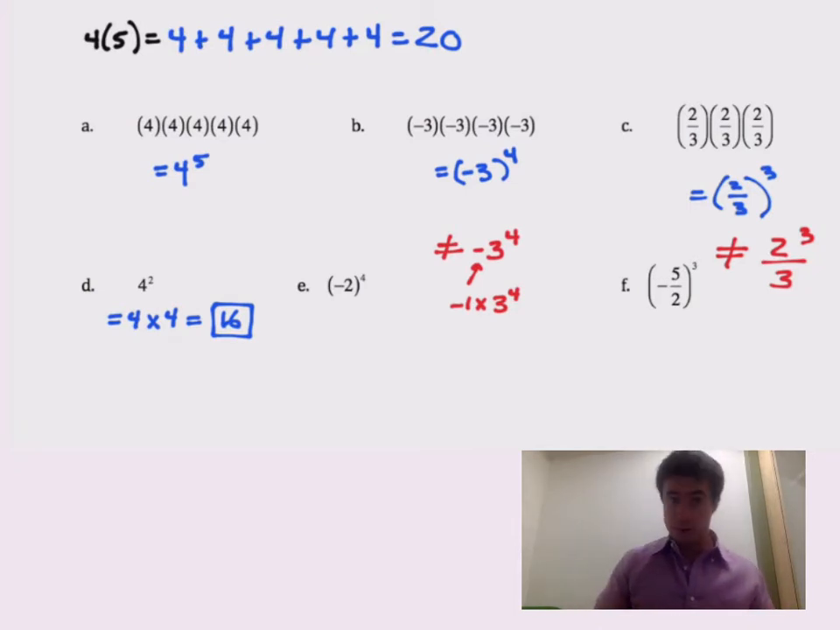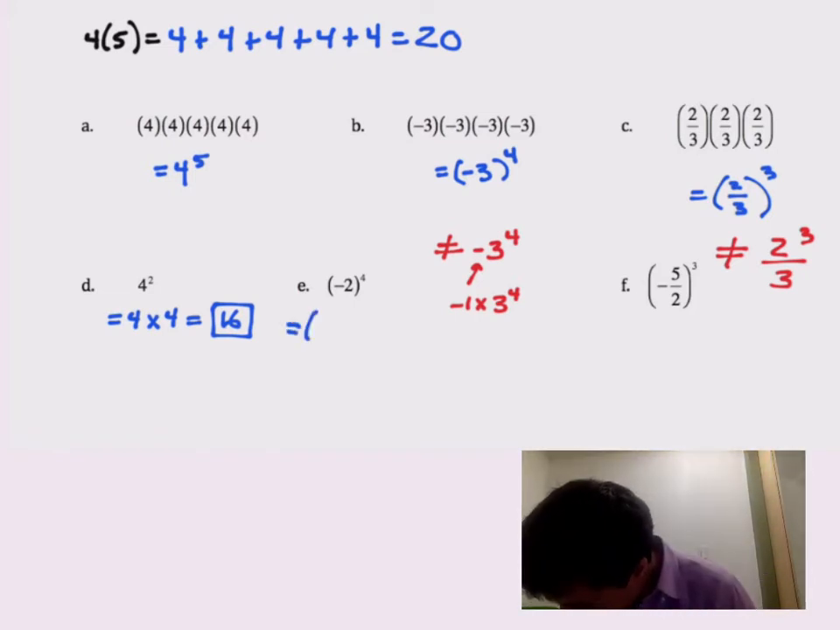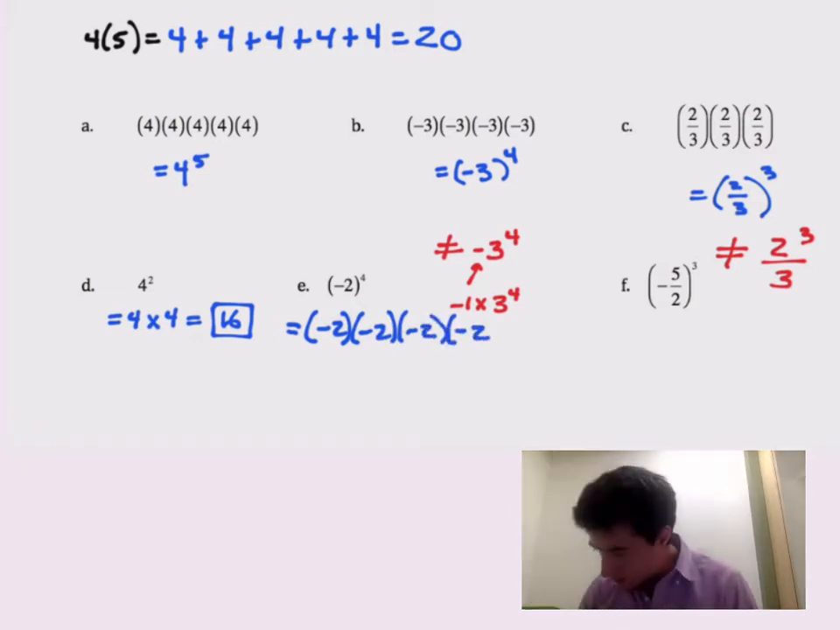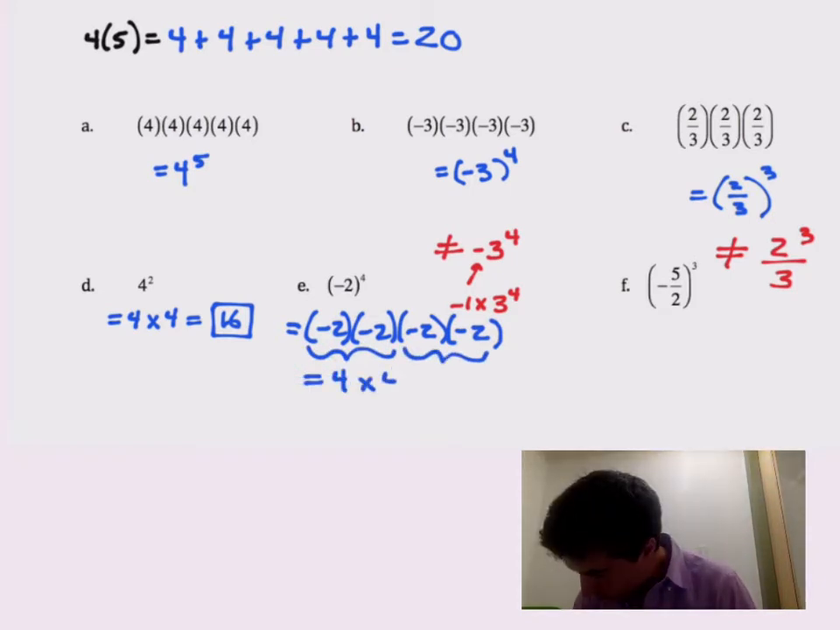With negative 2 raised to the 4th power, that means we're going to take negative 2 and we're going to multiply it by itself 4 times. 1, 2, 3, 4. And we end up with, well, negative 2 times negative 2 is 4. Negative 2 times negative 2 is 4 over here as well. And we're going to end up with 16.